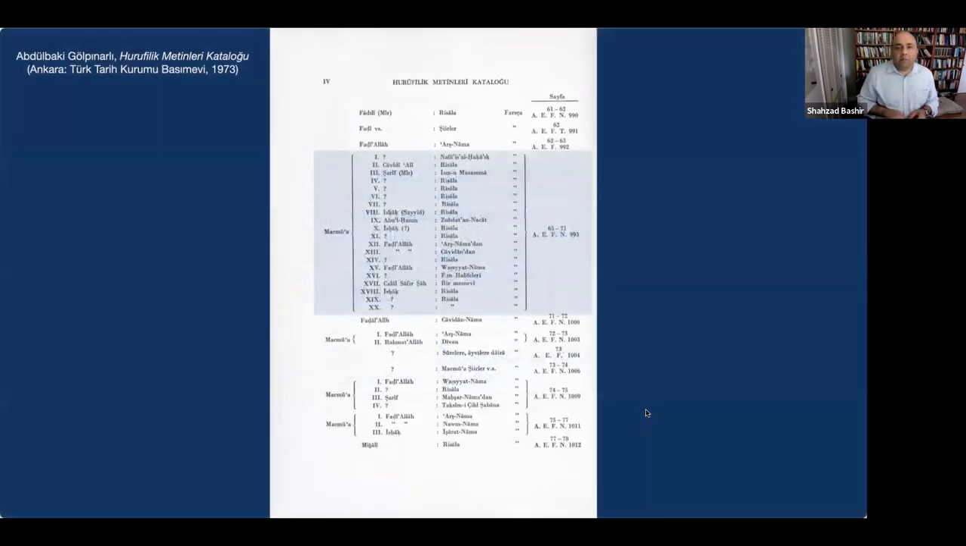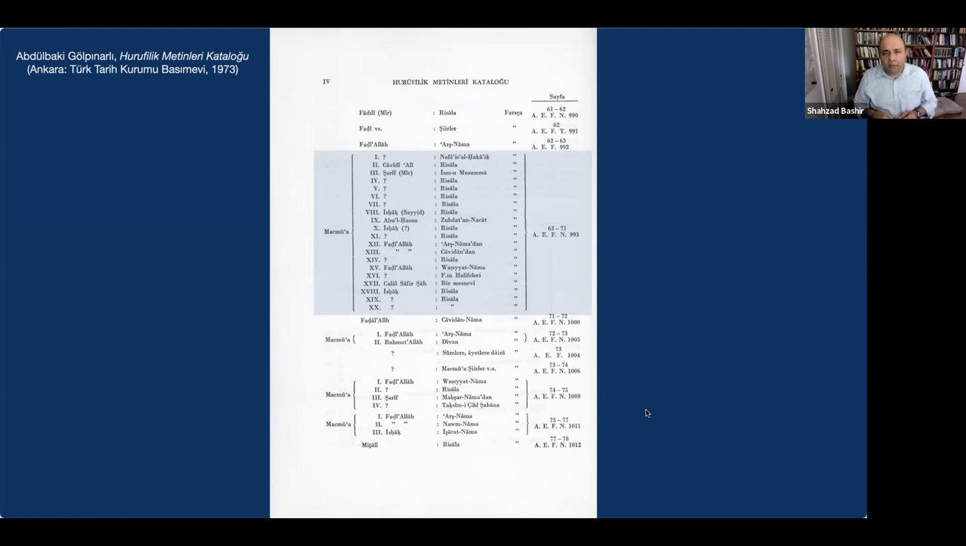Now, this manuscript is in the Millet Kütüphanesi in Istanbul. It's part of the Ali Emiri collection. So the number is Ali Emiri Farsça 993. It's a majmūʿa. What you see on the screen is just a page from the catalog that Abdülbaki Gölpınarlı put together of Ḥurūfī materials in the 1960s and 70s.